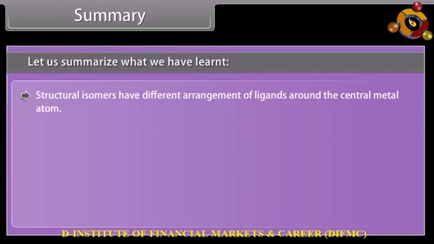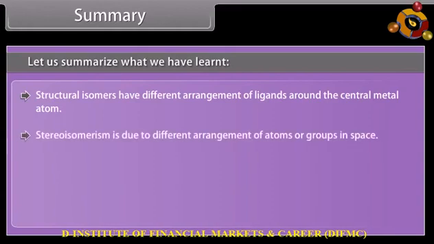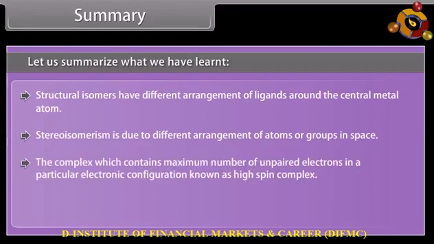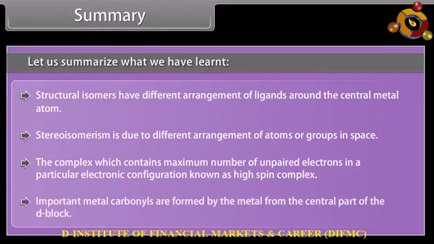Structural isomers have different arrangement of ligands around the central metal atom. Stereoisomerism is due to different arrangement of atoms or groups in space. The complex which contains the maximum number of unpaired electrons in a particular electronic configuration is known as a high-spin complex. Important metal carbonyls are formed by the metals from the central part of the d block.